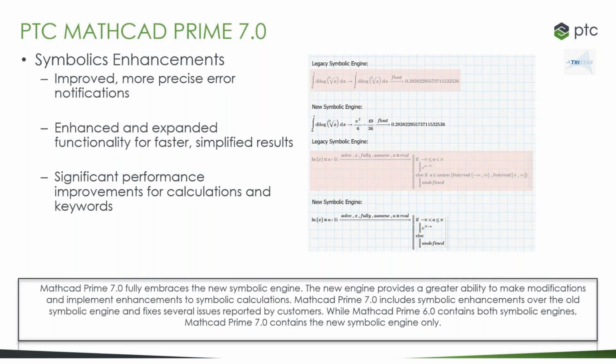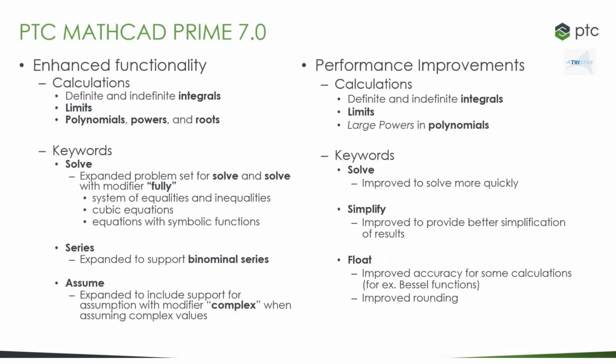In Prime 7, they fully embraced the new Symbolic engine. There is no old Symbolic engine. Everything is going to be in Prime 7. But at the same time, PTC has more control with interacting with the code and the algorithms and getting it to work the way the customers want it to work. Okay.